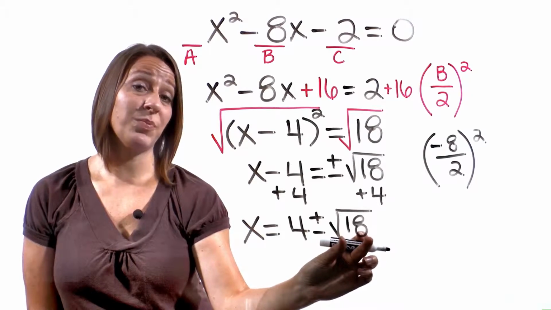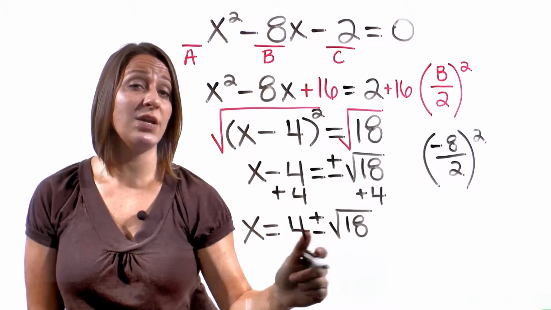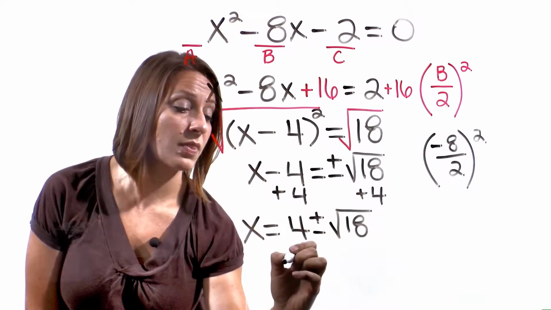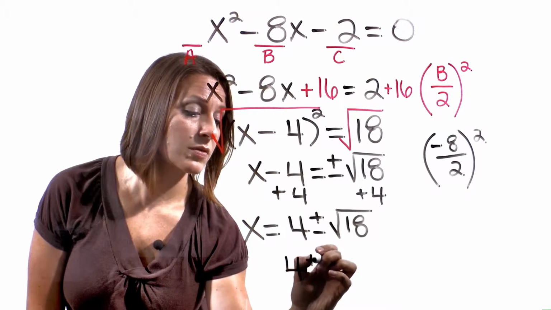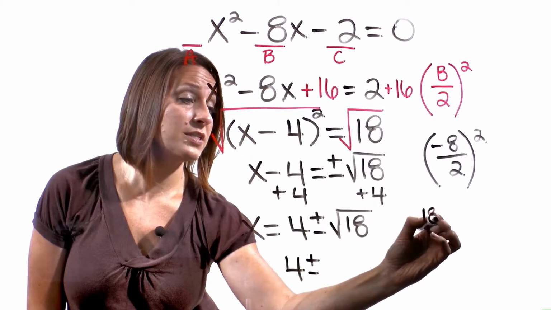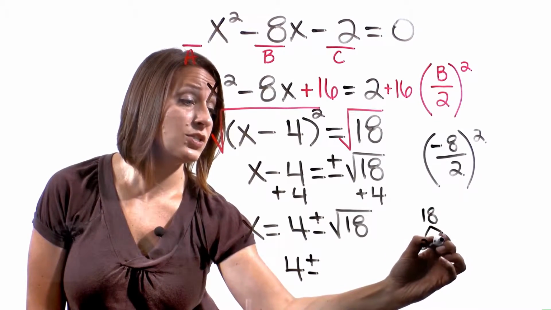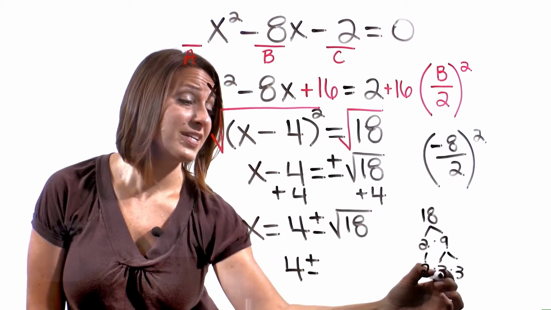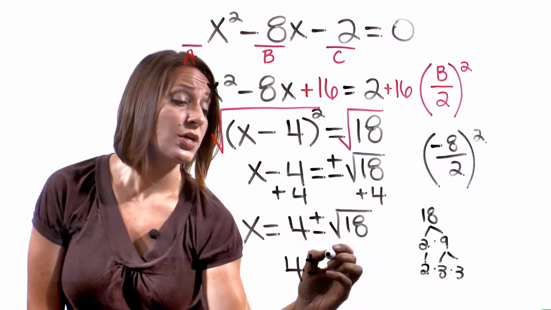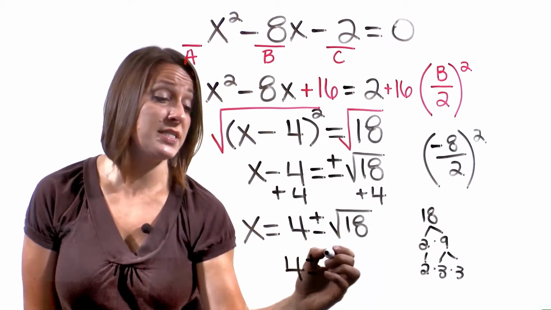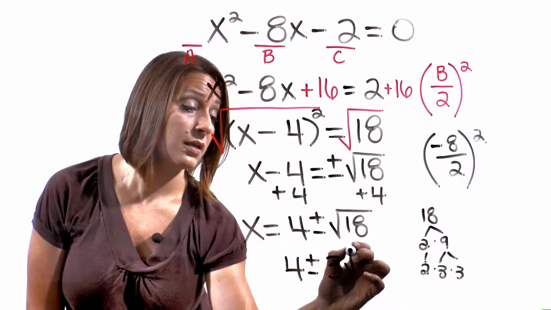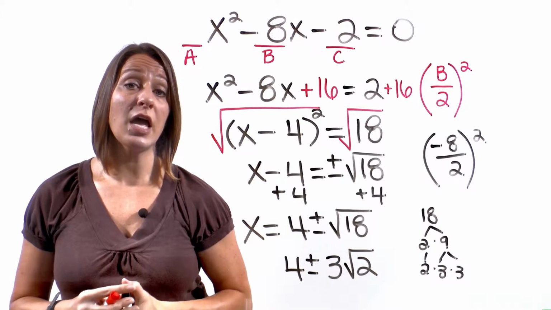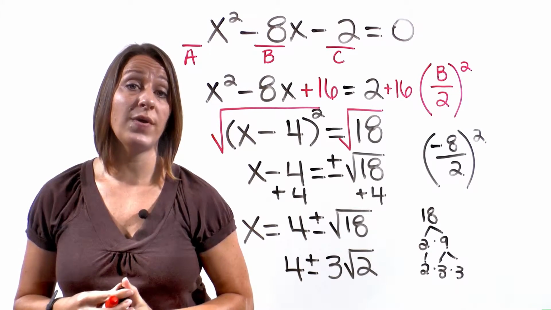Because 18 has a perfect square number inside, we really should take one more step to simplify the square root of 18. If you need to, make a little factor tree: 18 is 2 times 9, and 9 is 3 times 3. So you can see there's a pair of 3's in there. So a better way to write the square root of 18 is 3 radical 2. So your final answer to this problem is 4 plus or minus 3 radical 2.